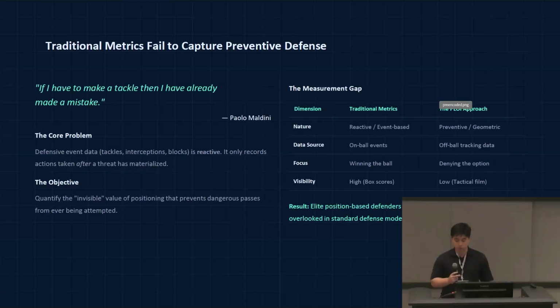But a huge share of good defending is in that invisible stuff, the positioning that makes a ball carrier look up, hesitate, and choose the safe option, because the dangerous lane is quietly gone. So the core question I pose to you is, how much of the valuable passing space is this defender taking away right now? And that's what PLOI is built to quantify.